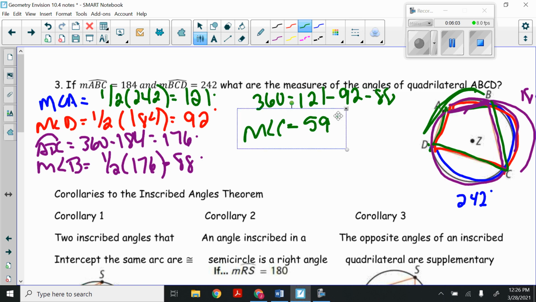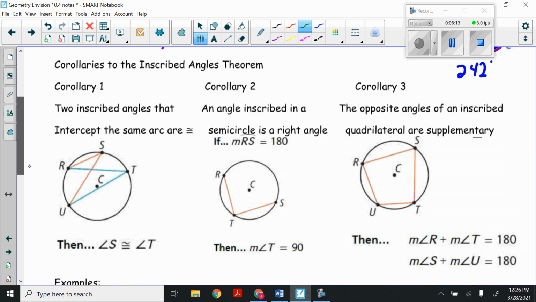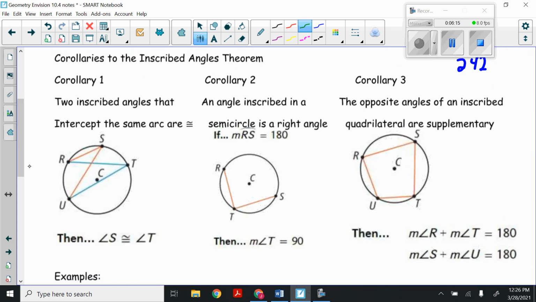So we're using this new theorem along with our previous knowledge of the sum of the interior angles of a quadrilateral. So now we have some corollaries to the inscribed angles theorem. We have three of those. The very first one tells me that two inscribed angles that intersect the same arc are congruent. We saw that up there with the very first example that we did.